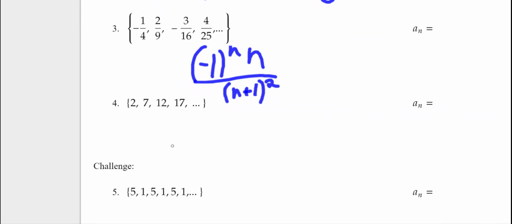Okay, 2, 7, 12, 17. So what do we have? We increase by 5. If we increase by 5, but we start at 2, maybe that's not a good idea. Let's think.